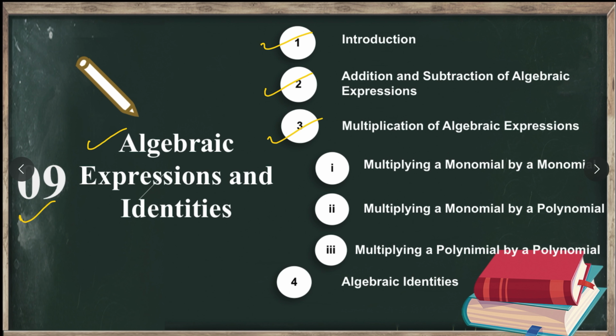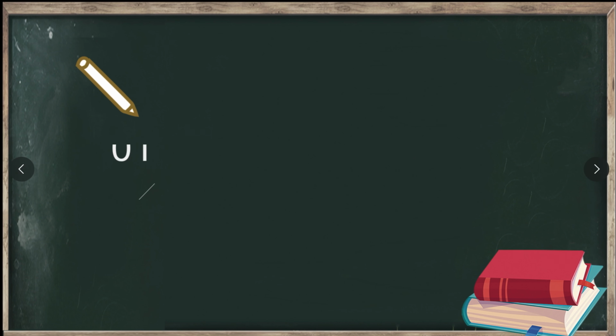Then we have multiplication of algebraic expressions, in which we have further 3 subtopics: multiplication of a monomial by a monomial, multiplication of a monomial by a polynomial, and multiplication of a polynomial by a polynomial. And in the end we have the 4th subtopic, which is algebraic identities. We are going to start with the introduction, and we will also look at the addition and subtraction of algebraic expressions in today's class. So let's start with the first topic, which is introduction.